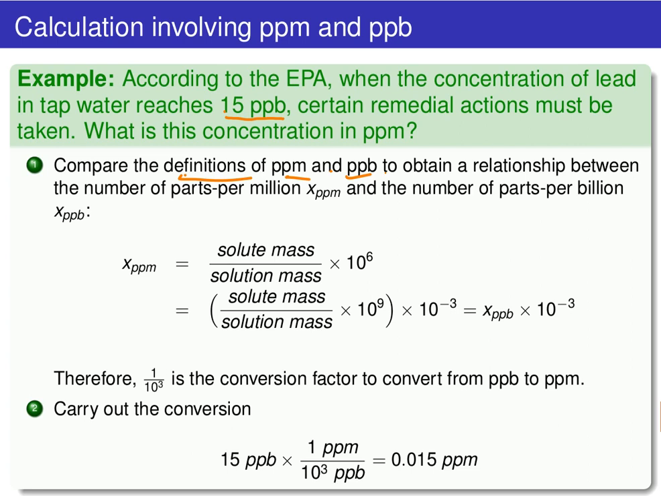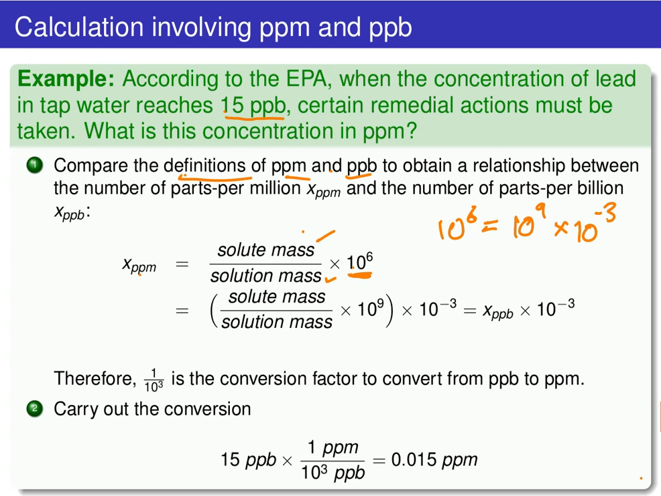If we look at ppm, parts per million, we're looking at the ratio of solute mass over solution mass, and then we're multiplying by a million, 10 to the 6. If we don't change the numerical value at all, but just do a little math, I can express 10 to the 6 as 10 to the 9th times 10 to the minus 3rd. Remember, multiplying two powers of 10 will add the exponents.